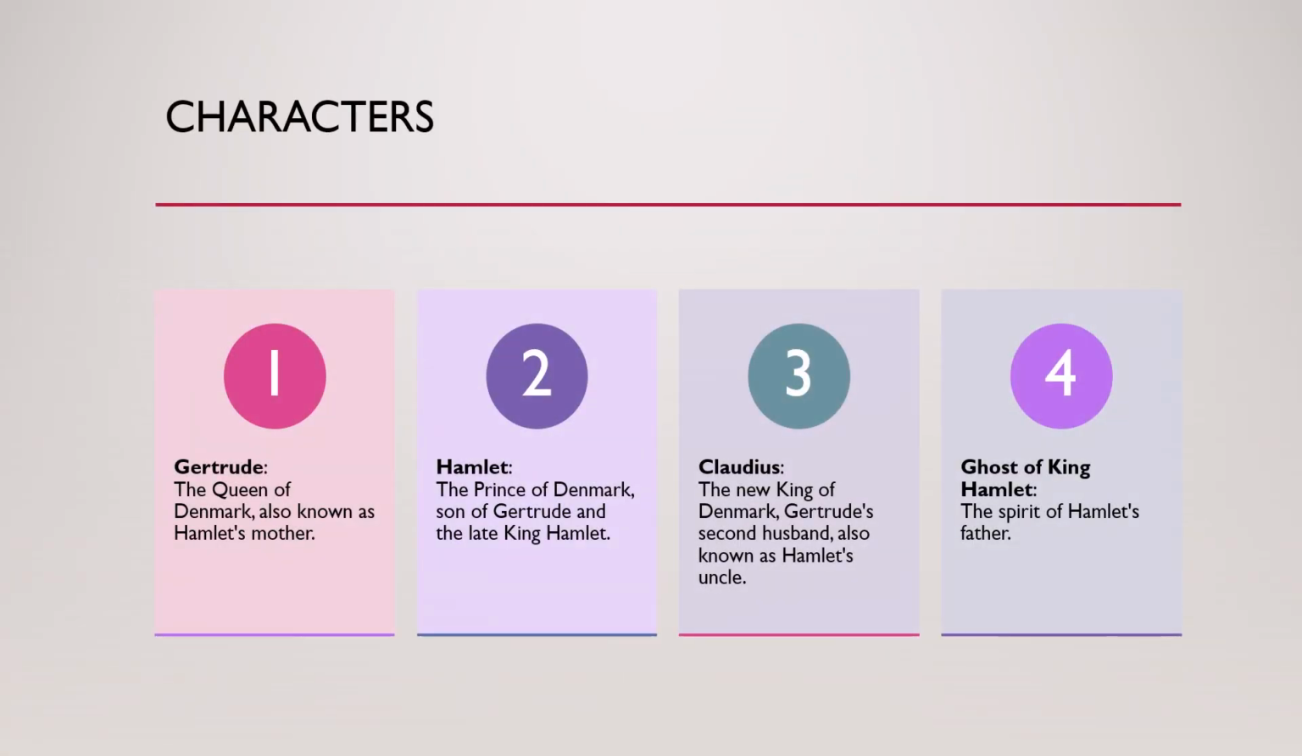The current characters that we have incorporated in this short three-act play were Gertrude. She was the Queen of Denmark, also known as Hamlet's mother. Hamlet himself, who is the Prince of Denmark, son of Gertrude and the late King Hamlet. Claudius, who is the new King of Denmark, Gertrude's second husband, and also known as Hamlet's uncle. And the ghost of Hamlet, the spirit of Hamlet's father.